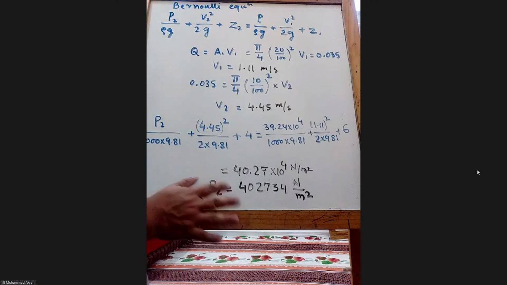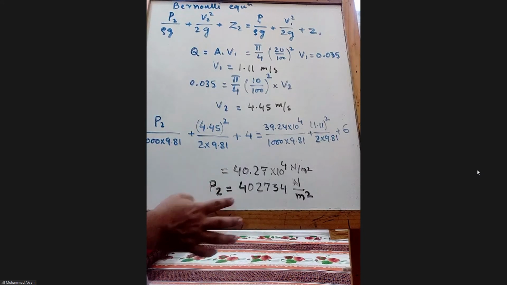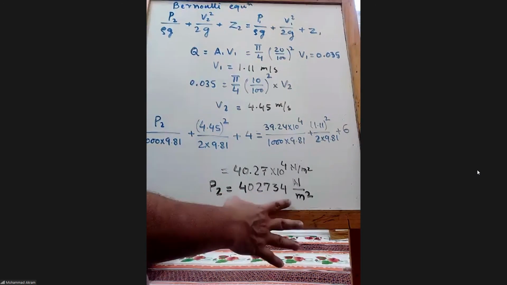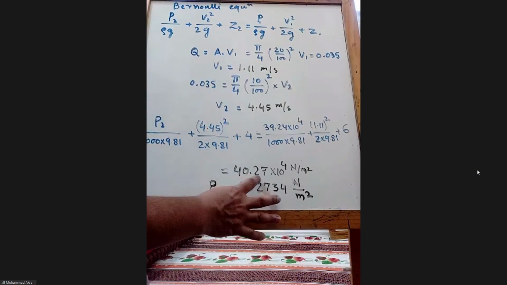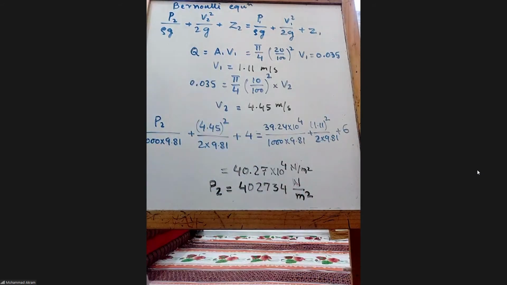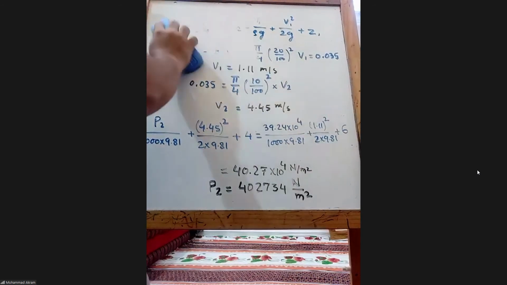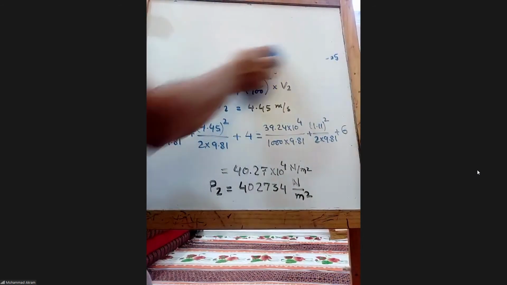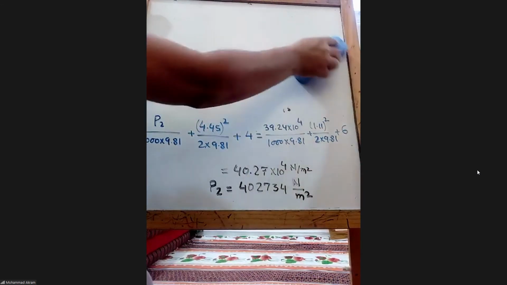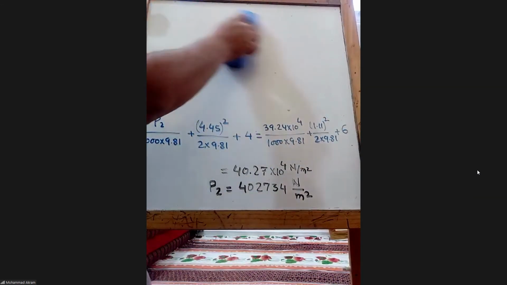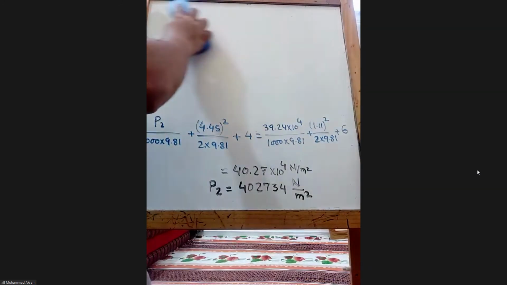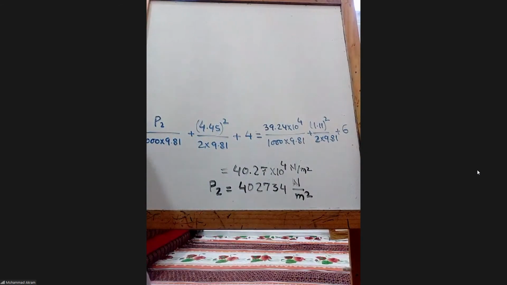Anyway, so I'm considering this as the correct answer. You can write 402734 or 40.27 into 10 raised to 4 Newton per meter square. So this way we need to solve the problems related to the Bernoulli equation. Here the pressure 2 was unknown. We can ask for velocity or area or loss of rate, anything related to this.